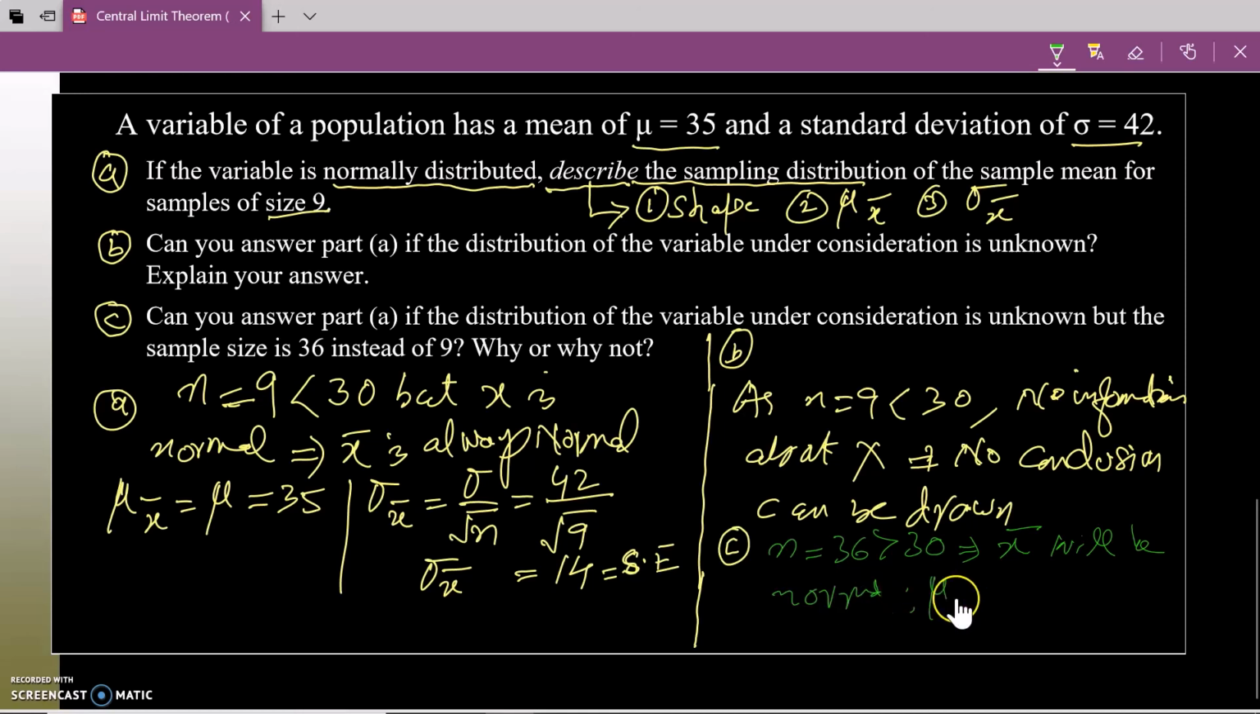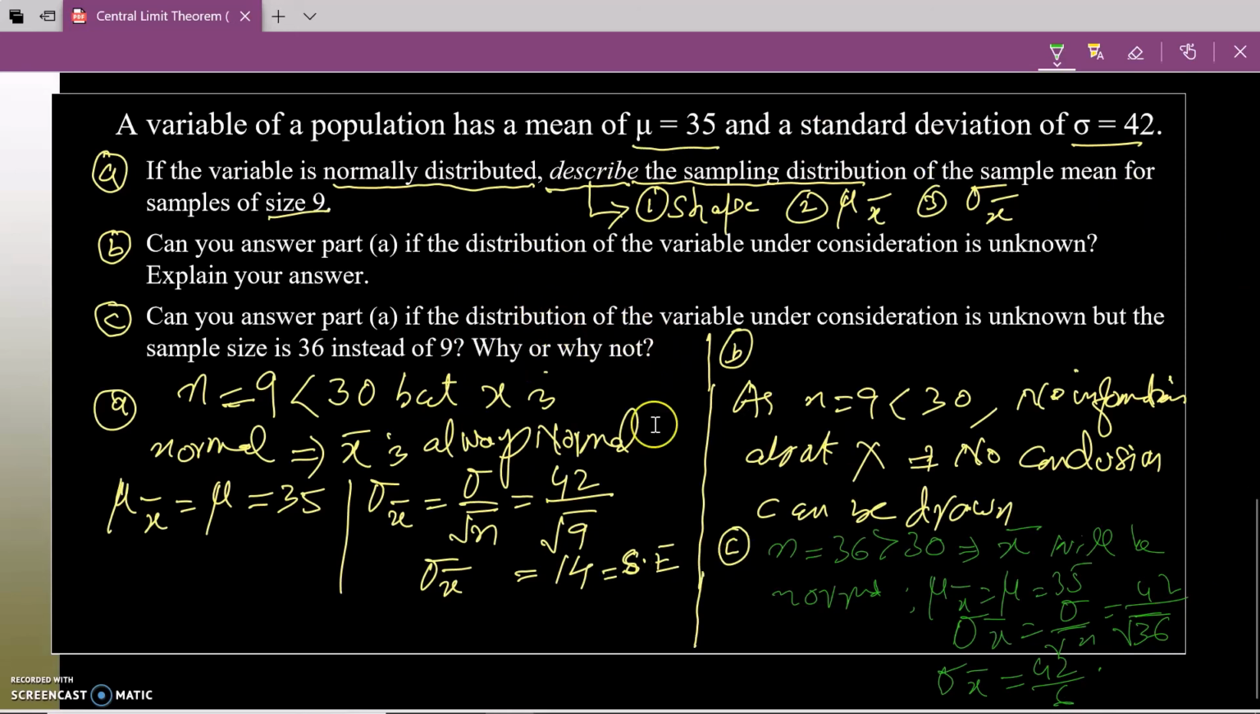It will be normal, with the mean of the sample mean equal to the population mean, which is 35, and the standard deviation of the sample mean equal to sigma over the square root of n. The sigma was 42, and the sample size is 36, so the square root of 36 is 6. So the standard deviation of the sampling distribution comes out to be 42 divided by 6, and you can do this computation.